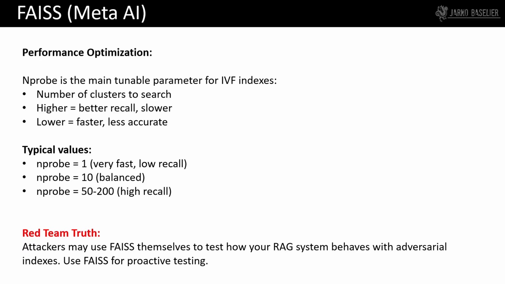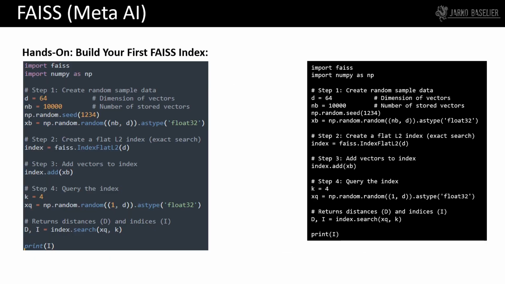For red teams, attackers may use FAISS themselves to test how your RAG system behaves with adversarial indexes, so use FAISS for proactive testing. Don't forget this.